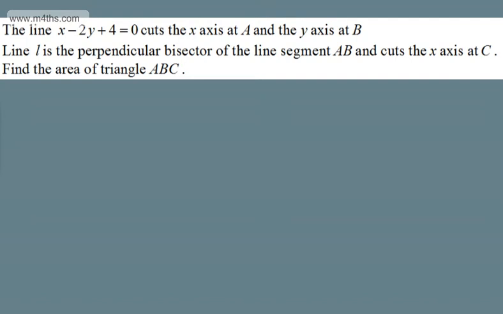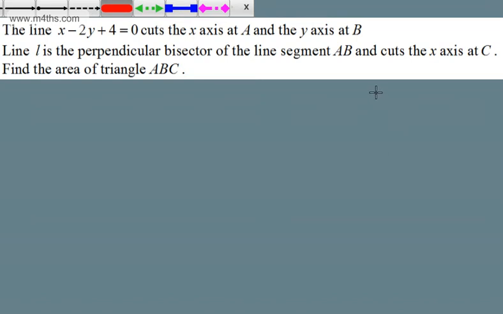In this video, we're going to do an extension question on coordinate geometry. We're told the line x minus 2y plus 4 equals 0 cuts the x-axis at A and the y-axis at B. Line L is the perpendicular bisector of the line segment AB and cuts the x-axis at C. We're asked to find the area of triangle ABC. Let's start off by finding A and B.